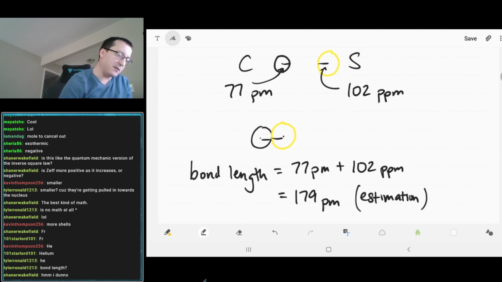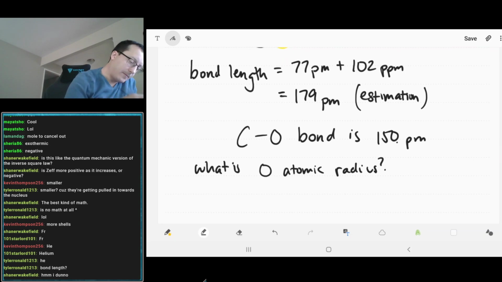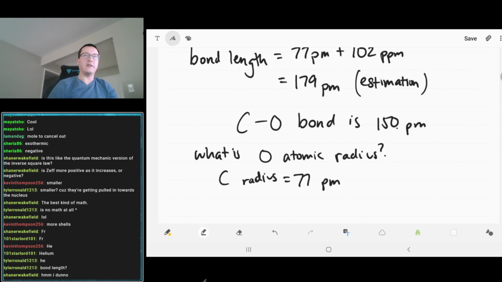Okay, so using the same information from before, we saw that carbon's radius was 77 picometers. What is oxygen's atomic radius?